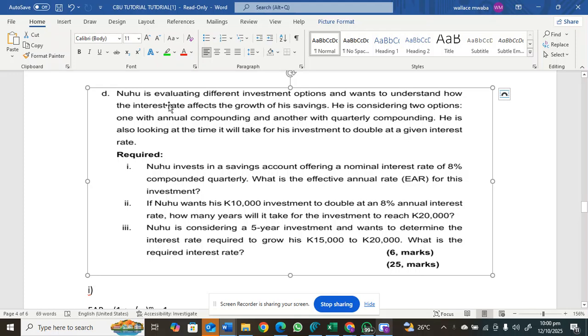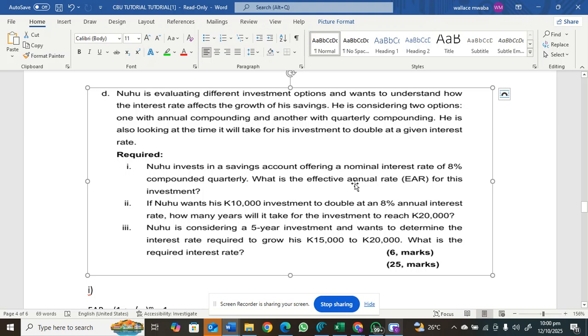Okay, so Nuhu is evaluating different investment options and wants to understand how the interest rate affects the growth of his savings. He is considering two options, one with annual compounding and another with quarterly compounding. He is also looking at the time it will take for his investment to double at a given interest rate required. Nuhu invests in a savings account offering a nominal interest rate of 8% compounded quarterly. What is the effective annual rate for this investment?